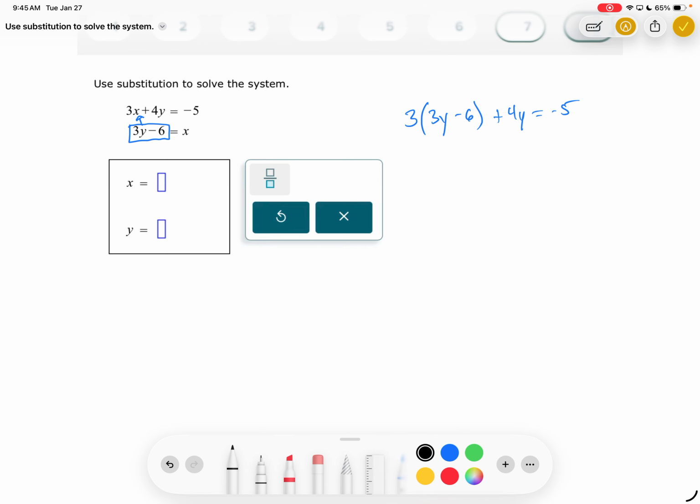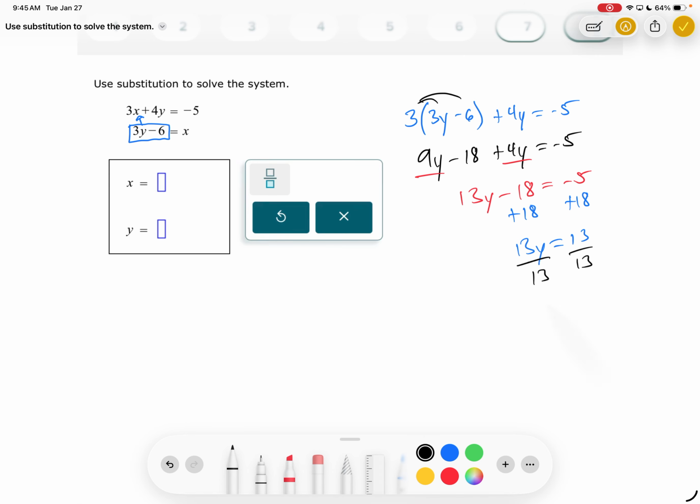So now this has all y's in it, so to solve this, I'm going to distribute. And I get 9y minus 18 plus 4y equals -5. Combine like terms, so I have 13y minus 18 equals -5. Get y by itself now, so I add 18 to both sides. And divide by 13, so y equals 1.